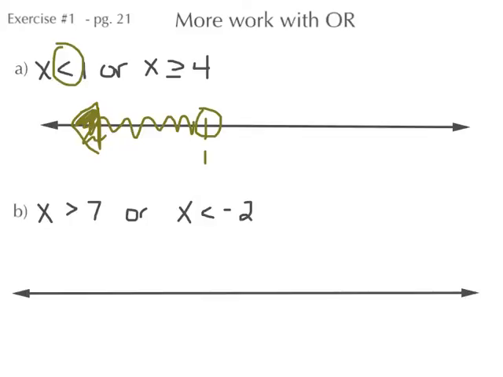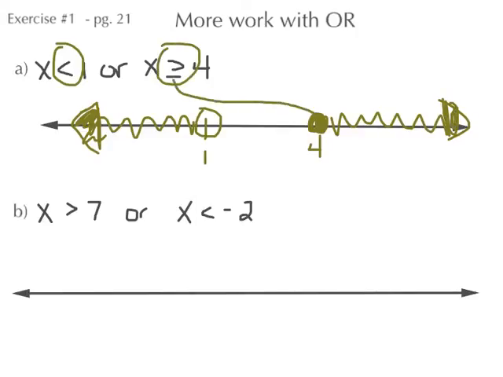Now we're going to put a dot on 4. It's going to be a closed dot. We're going to shade to the right. Remember that closed dot means that it is included, and it's closed because of the equal to bar.